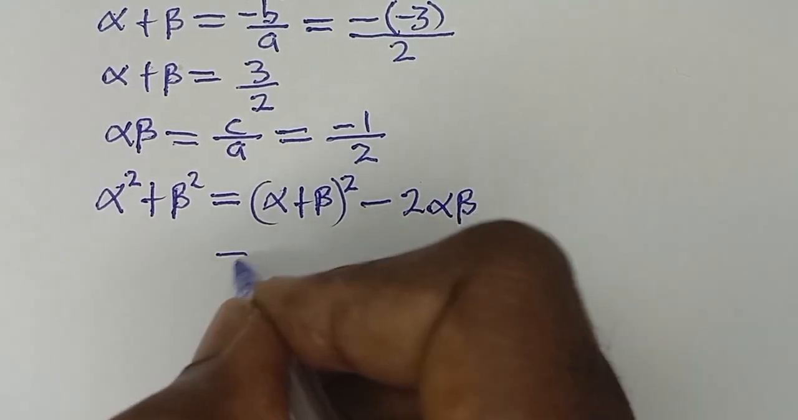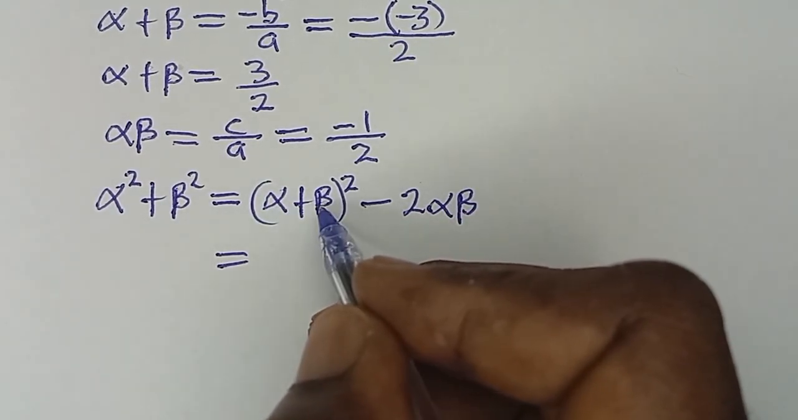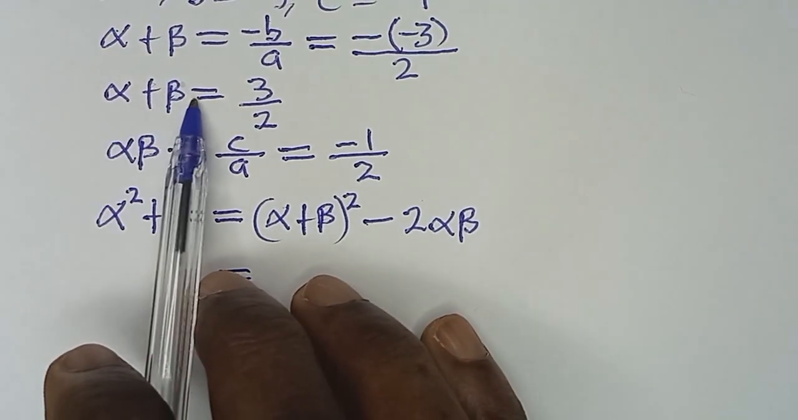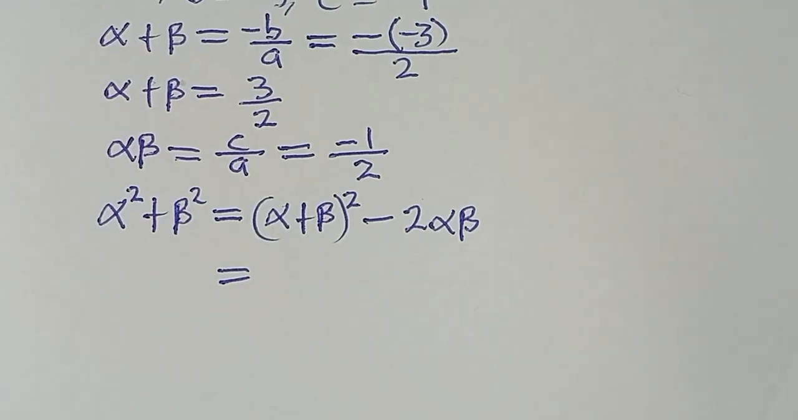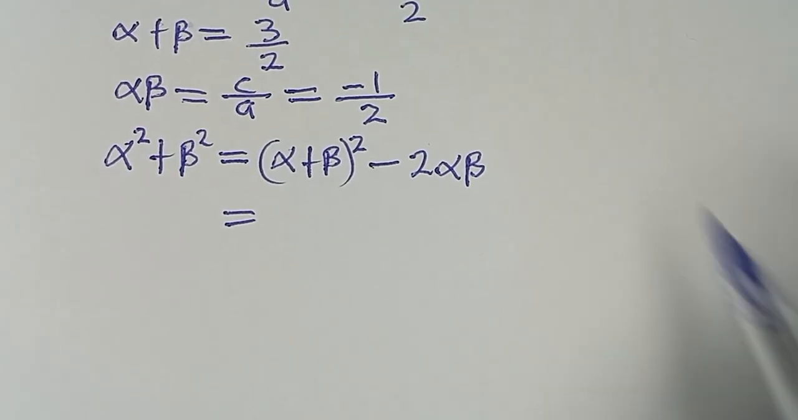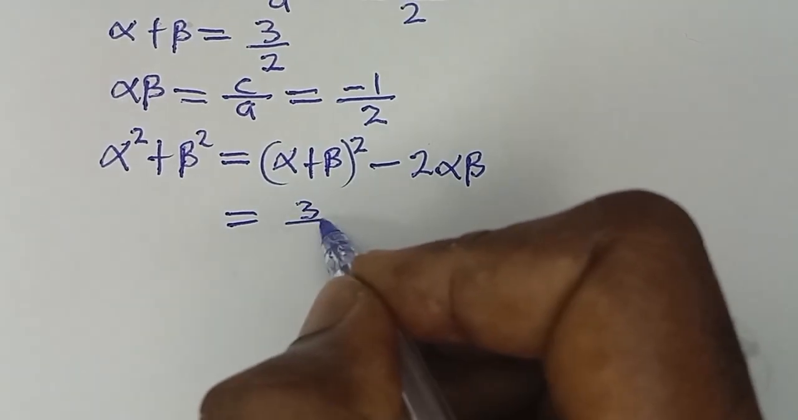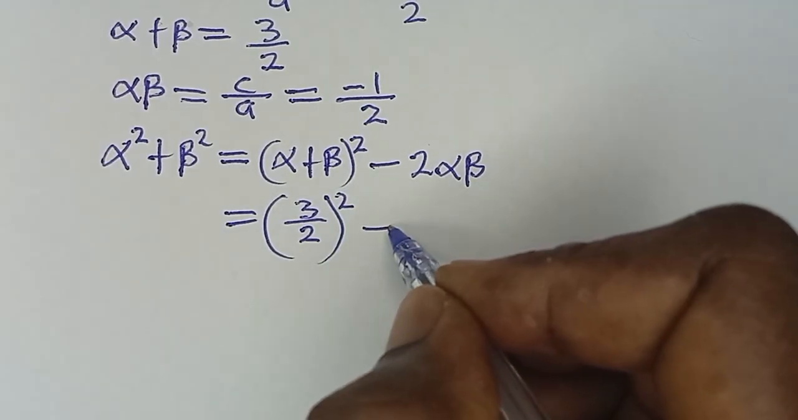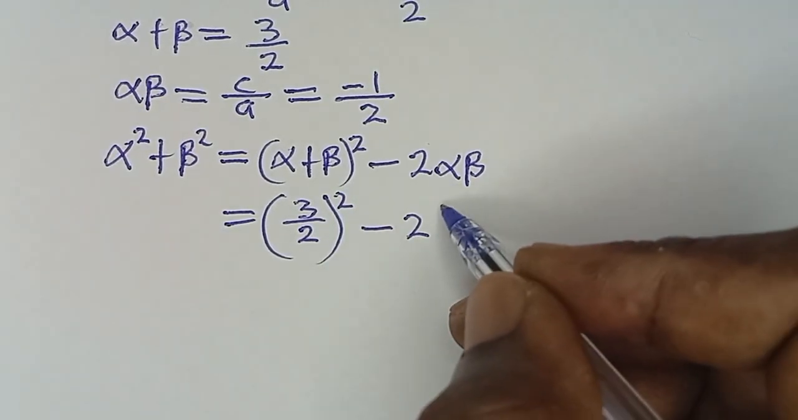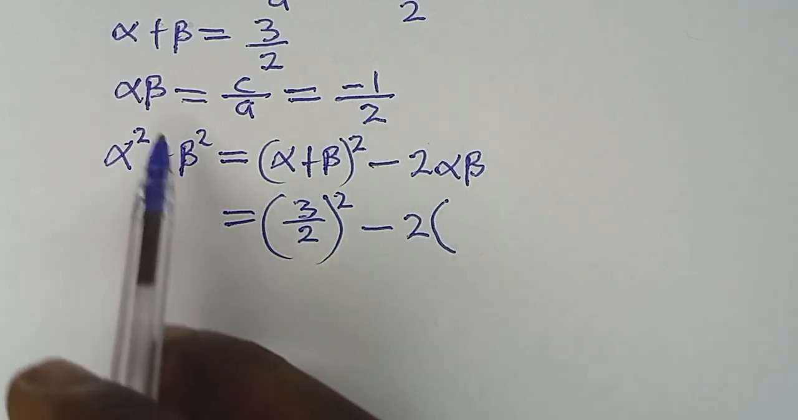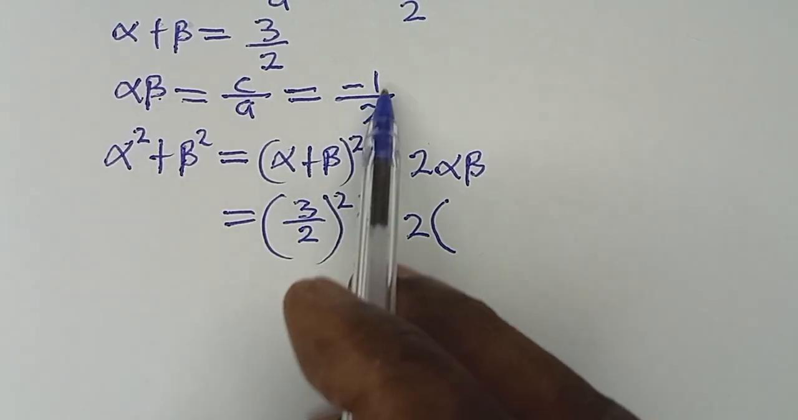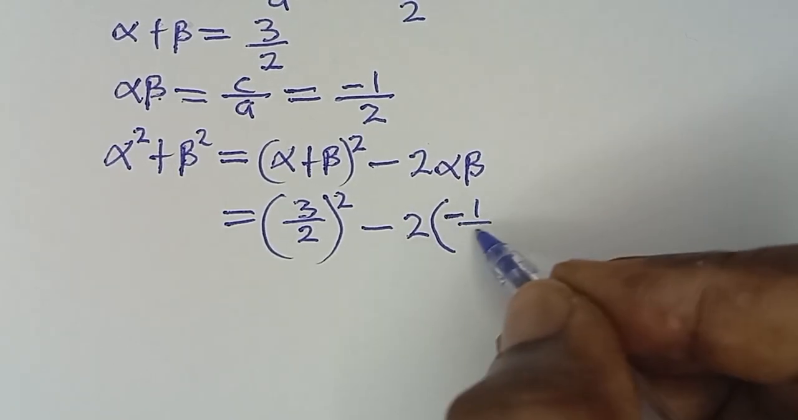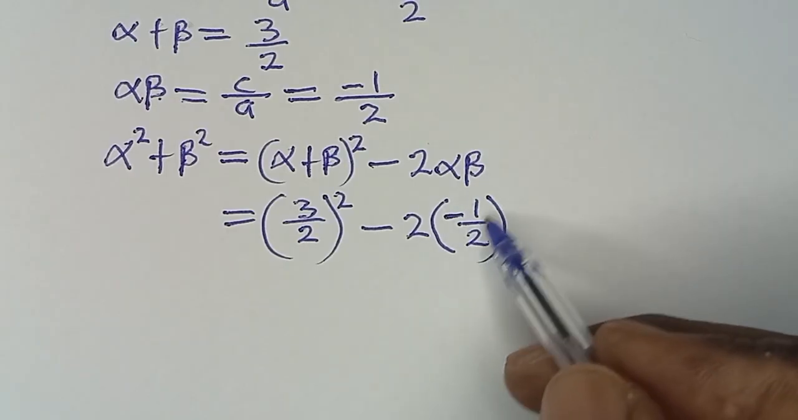Now the question is, what is alpha plus beta that we have inside this bracket here? I want to believe you see that from here. Alpha plus beta is equal to 3 all over 2. So we can now substitute that value. Alpha plus beta is 3 over 2, and then don't forget there's a square outside there, so we square it. And then minus 2, then multiply by alpha beta. This is the value of alpha beta, which is what we got as negative 1 over 2.